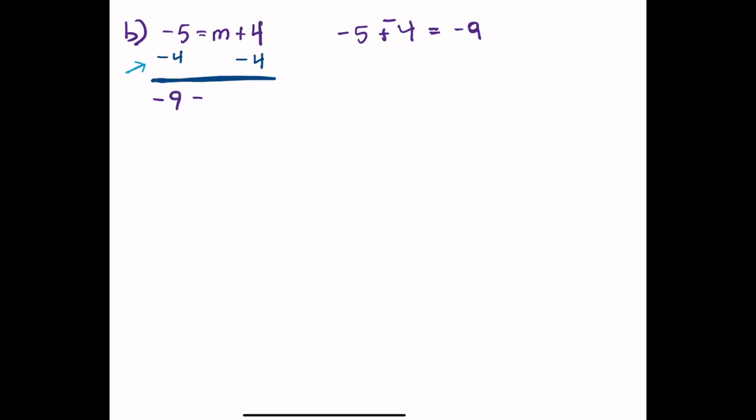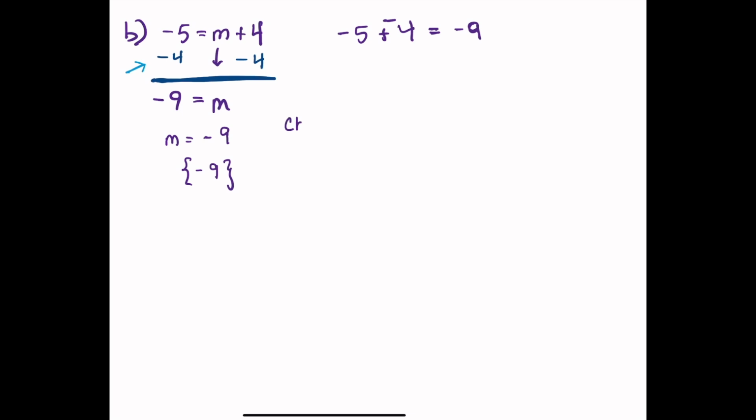And on the right side, we still have the m. M drops down. 4 minus 4 is 0. So we can leave it there. If you want to flip this around and say m equals negative 9, that's okay too. You can write it either way. Or we could say the solution set is negative 9.